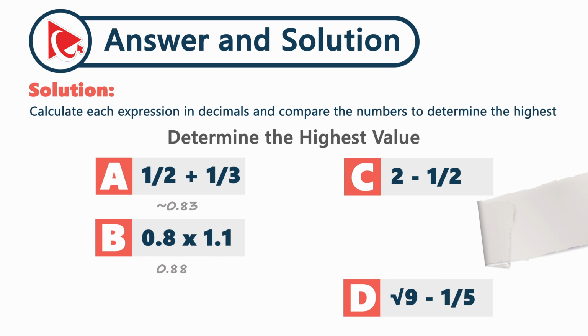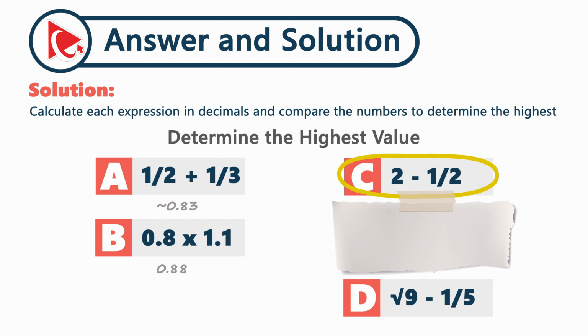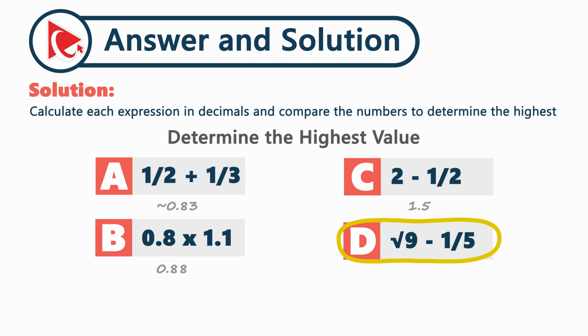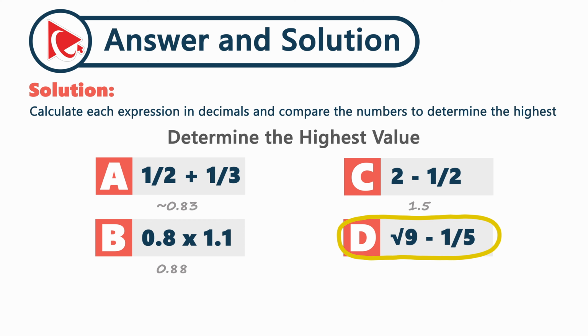Probably the easiest one to calculate is choice C, 2 minus 1/2. 1/2 equals 0.5. And 2 minus 0.5 equals 1.5. Choice D is not difficult either. Square root of 9 minus 1/5. Square root of 9 equals 3, 1/5 equals 0.2. 3 minus 0.2 equals 2.8.